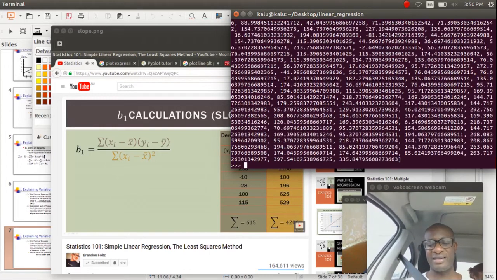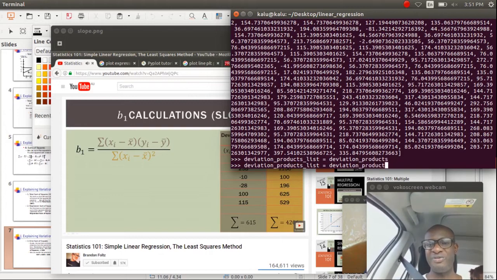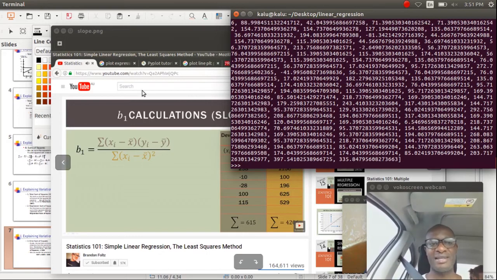We now have a list. We should really call this deviation products list. Let's call that deviation products. It's really a list. So the deviation products list now has each weight minus the average weight, times each height minus the average height. That's what this list is comprised of right here, this deviation products list.